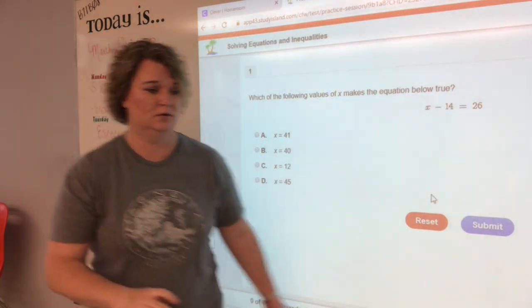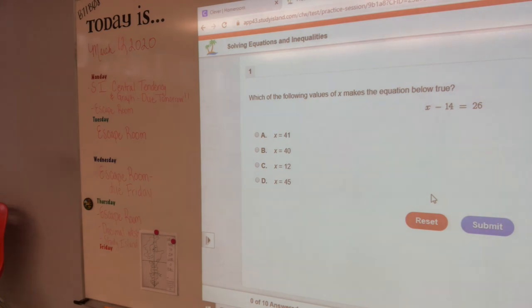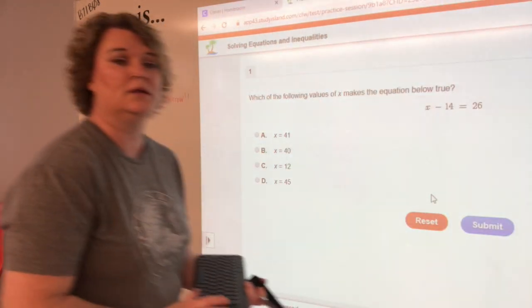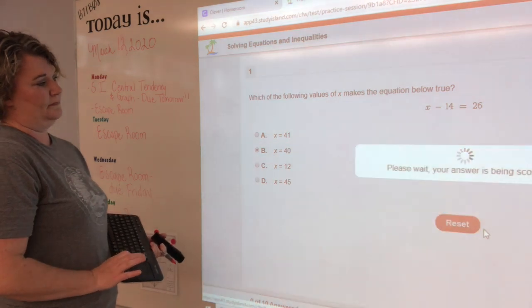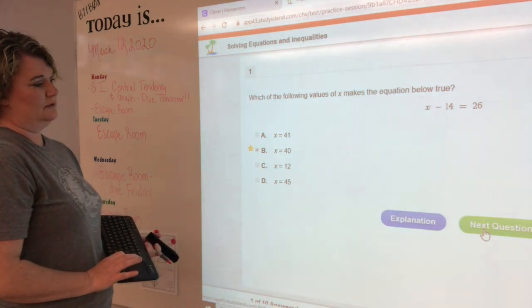Let me find my keyboard. So letter B would make it true. Yay, I got the right answer.